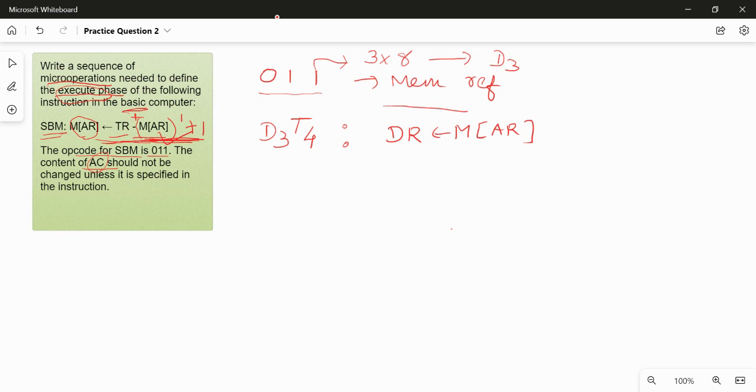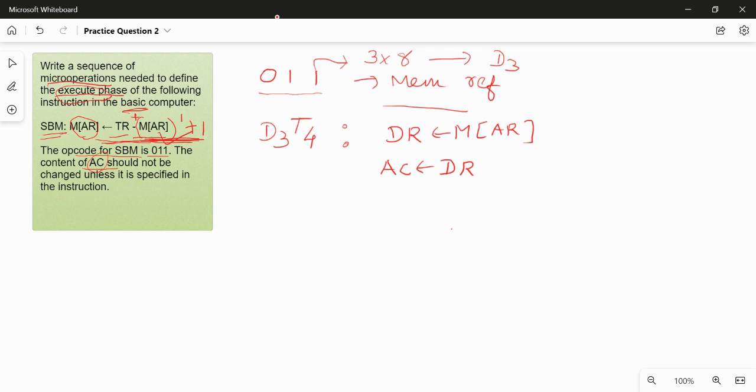So we have already read M of AR to DR because it cannot be processed directly. Now what is the next thing to do? As you want to find one's complement of this M of AR, which is currently residing in DR, you should transfer it to AC, because one's complement is a unary operation, and for unary operations the basic computer by default takes AC as the input. So what you need to do here is transfer this DR to AC so that you can find one's complement of this value.